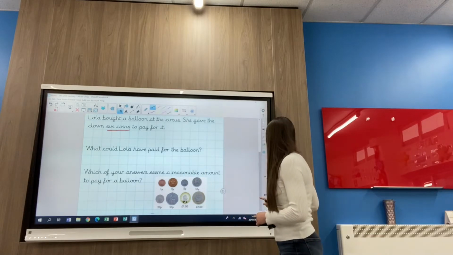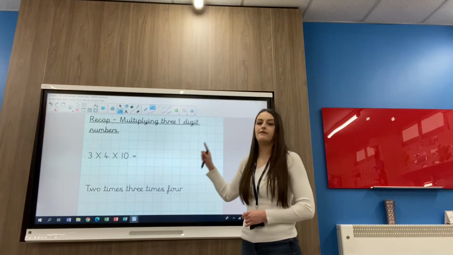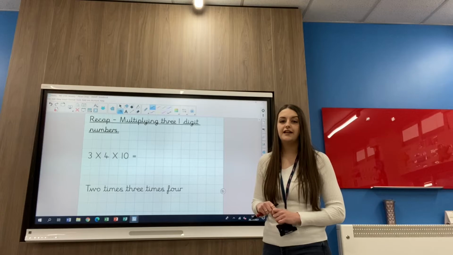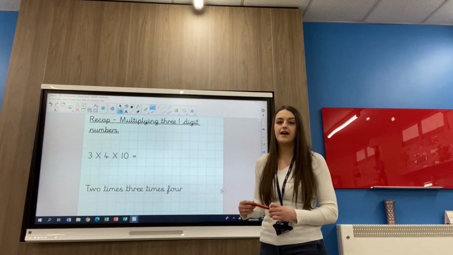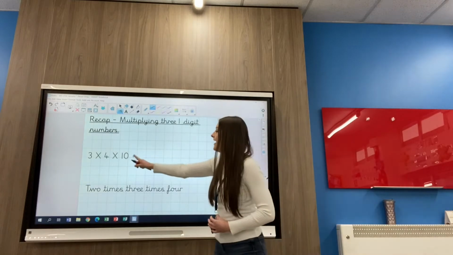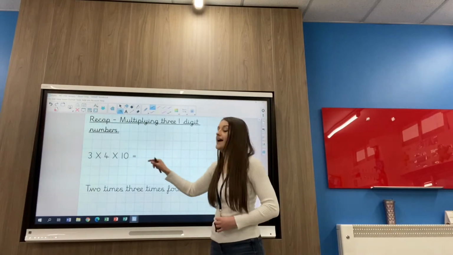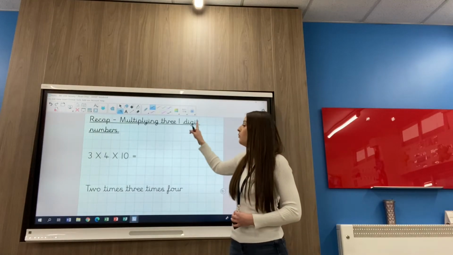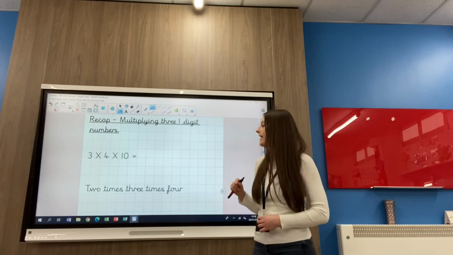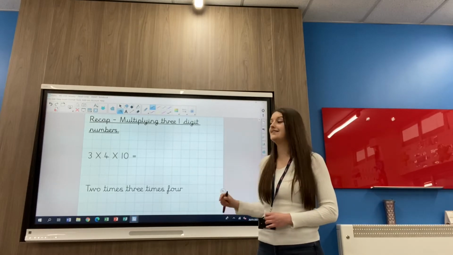Moving on then to today's learning. We're just going to have a little recap of yesterday's learning. I was really impressed with the work you sent in yesterday. Lots of you have done really well at my All-Star Challenge of 3 times 4 times 10, where we're multiplying 3 one-digit numbers. So let's have a little recap, because you've got some similar questions again today.